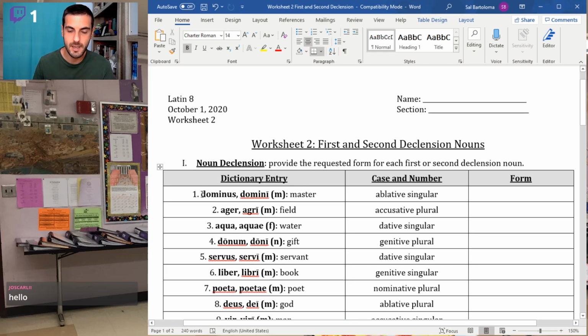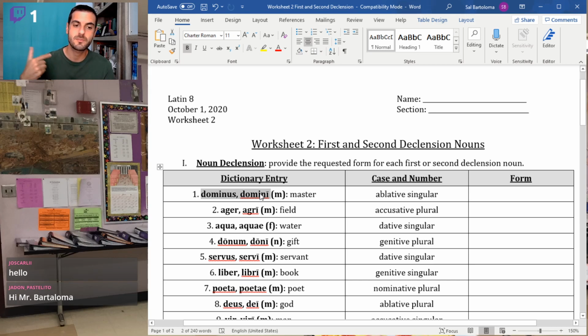So when we look at dominus, domini, hey, Jaden, we have to think about the declension and we have to think about the stem. And both of those can be found from this form, right? From the genitive form. So we're going to go to dominus, domini. What kind of a noun do I have if it's domini in the genitive? What declension is that?